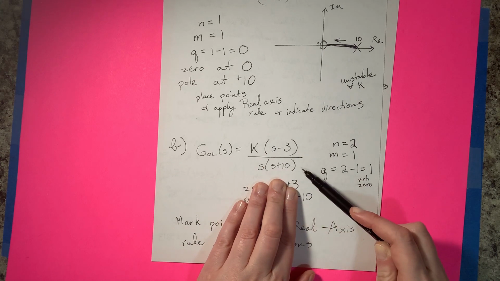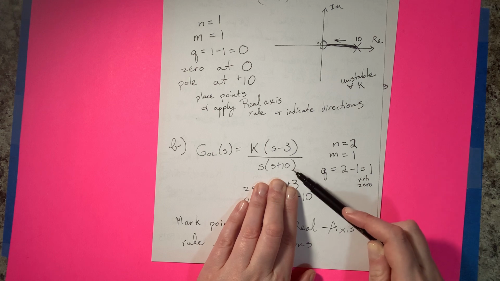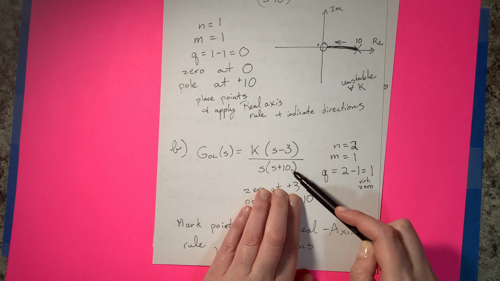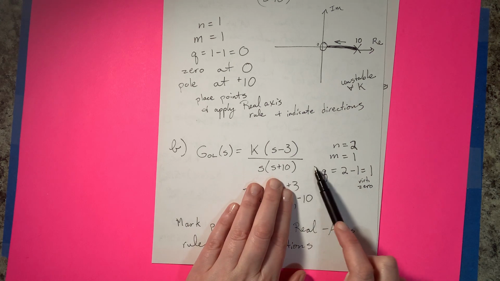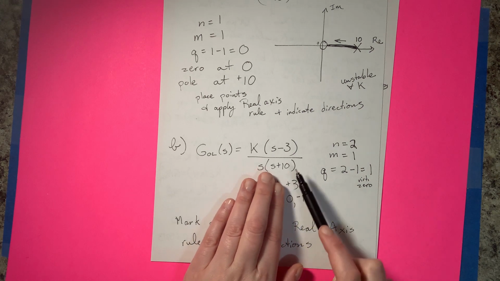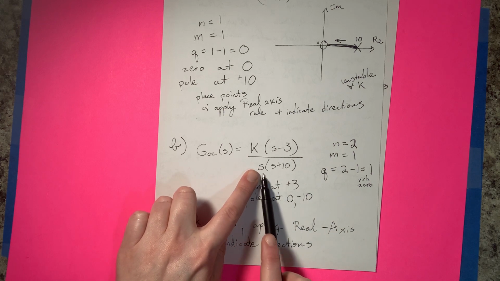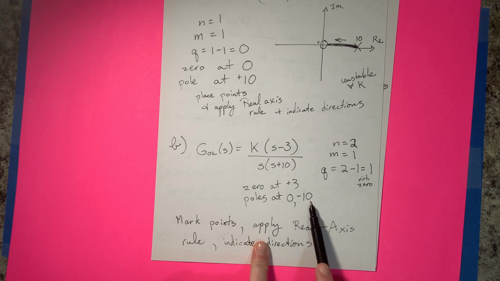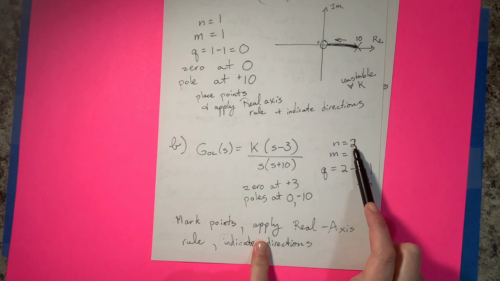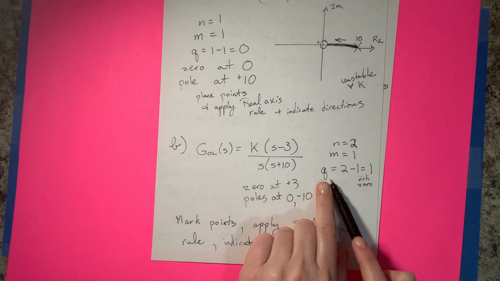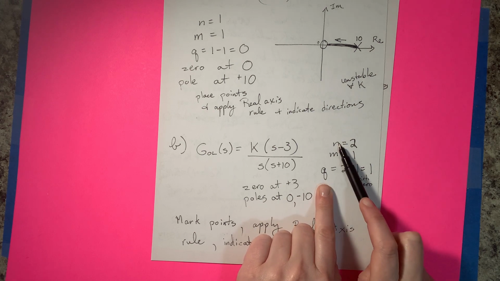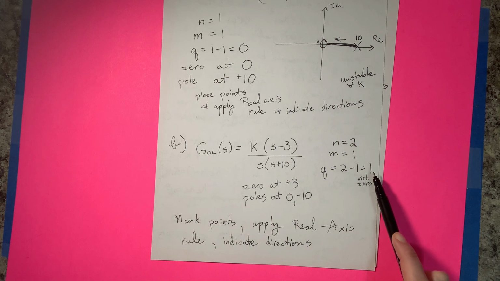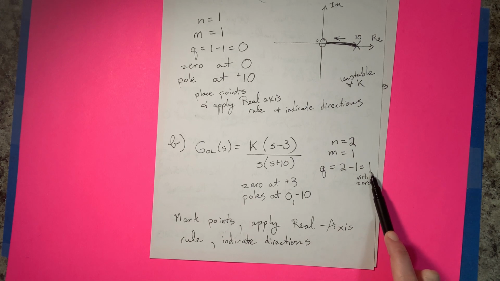How many solutions are there if we set this equal to 0? That is our value of n. n is 2 here because we have an s and an s plus 10. If we set this equal to 0 and solve for our poles, we have 1 at 0 and 1 at negative 10. Those are our 2 solutions, so n is 2. Let's calculate q. q should be n minus m. That's 2 minus 1, so we have 1 virtual zero.